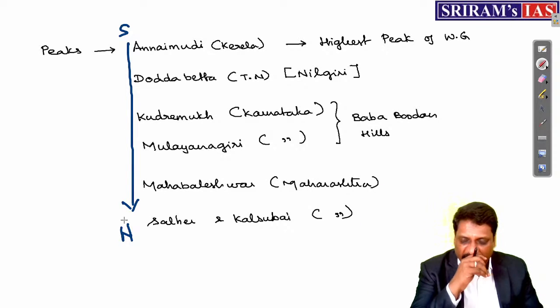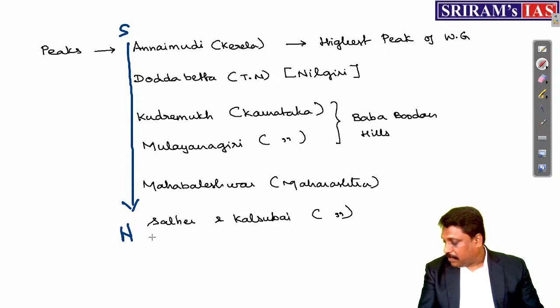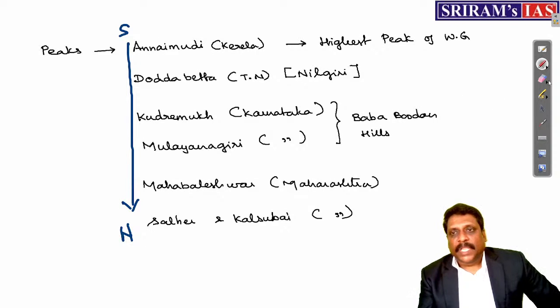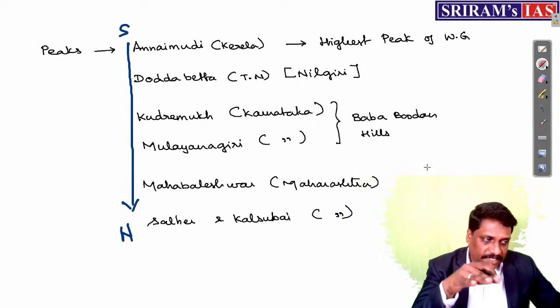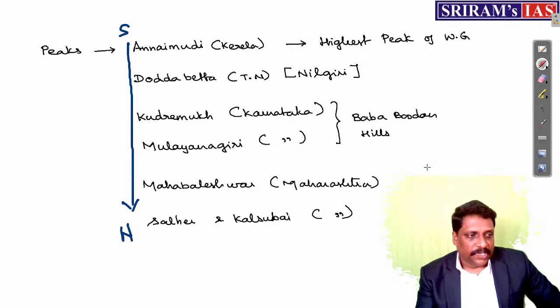My dear friends, very important when I talk about the Western Ghats: the height of the Western Ghats decreases from south to north. The southern part of the Western Ghats is elevated. The northern part of the Western Ghats is somewhere truncated.